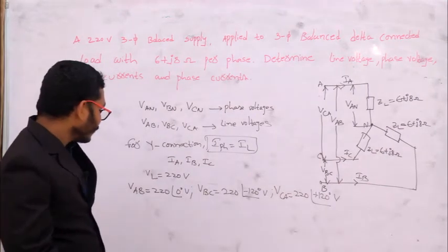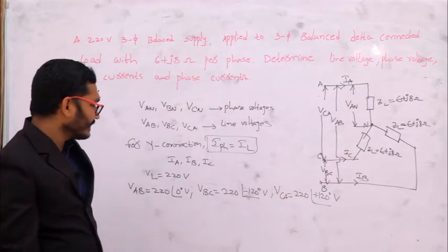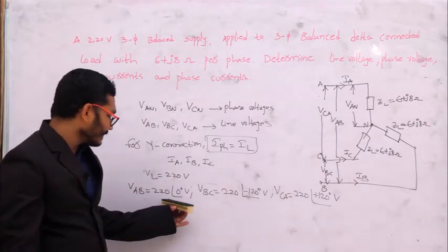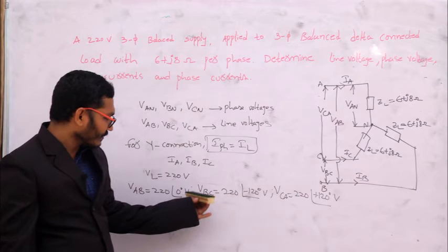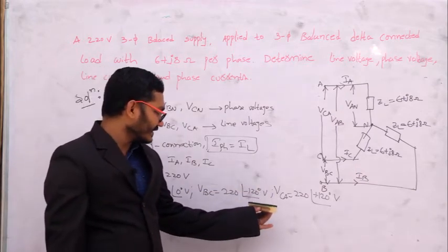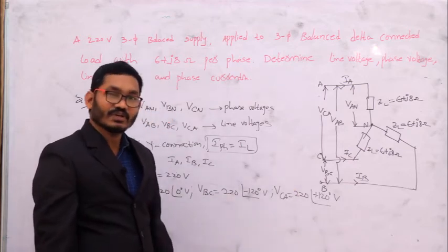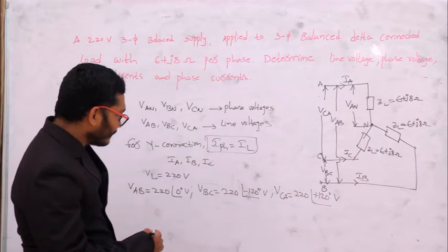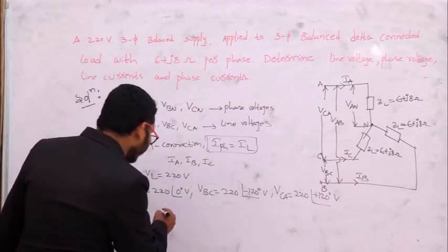Okay, these are the line voltages: VAB, VBC, VCA. As we have taken phase sequence ABC, we can represent VAB as 220 at an angle 0. Similarly, VBC is equal to 220 at an angle minus 120 degrees. Similarly, VCA is equal to 220 at an angle plus 120 degrees. So how will we find the phase voltages?